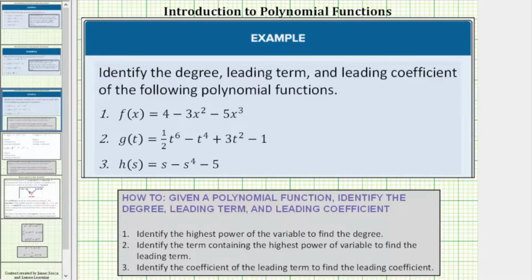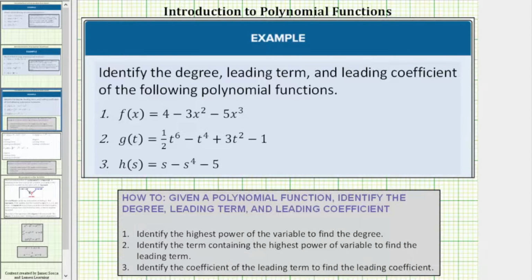We are asked to identify the degree, leading term, and leading coefficient of the following polynomial functions. We identify the highest power of the variable to determine the degree. We identify the term containing the highest power of the variable to find the leading term. And finally, we identify the coefficient of the leading term to find the leading coefficient.